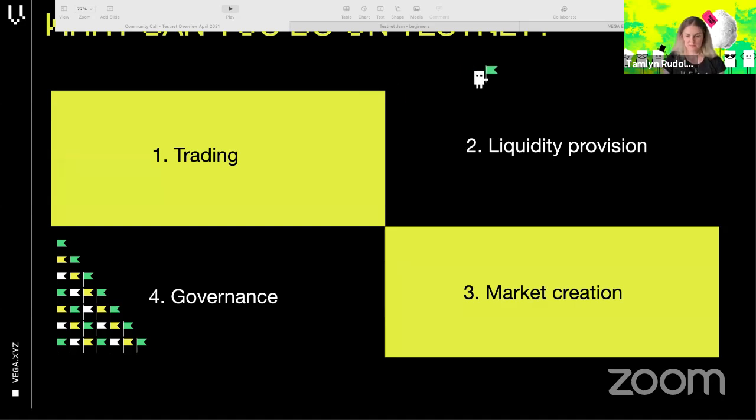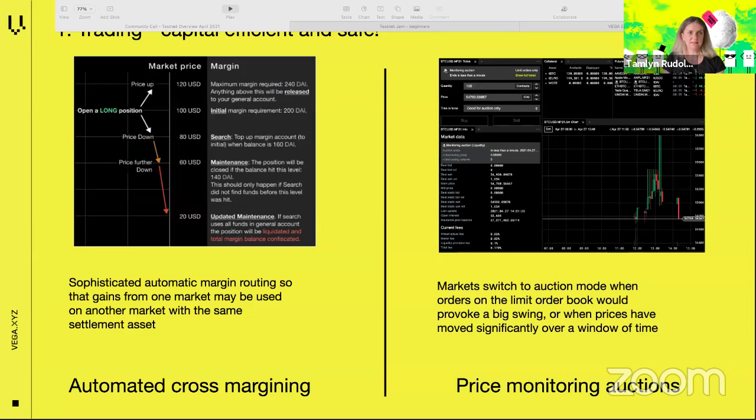So let's go on to the next one. Let's start with trading. The thing about trading on Vega that's really going to be interesting to people who've done professional markets trading, are a serious trader themselves, or have done any DeFi trading, is that trading on Vega has been very carefully designed to be both capital efficient and safe.